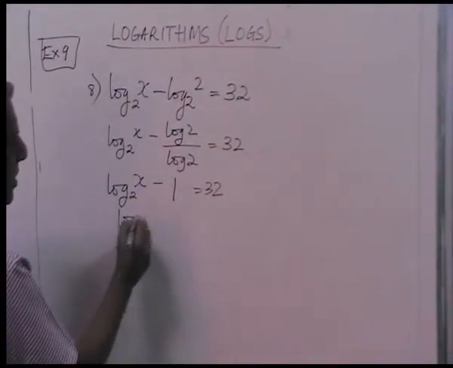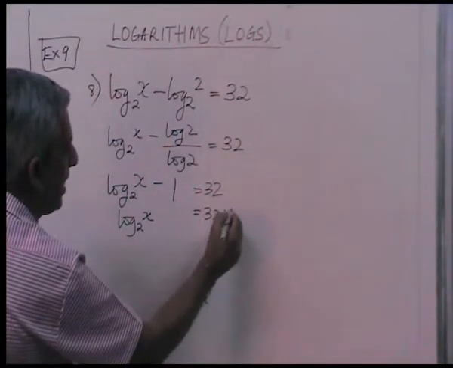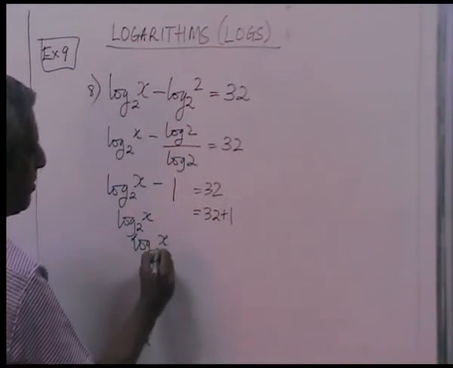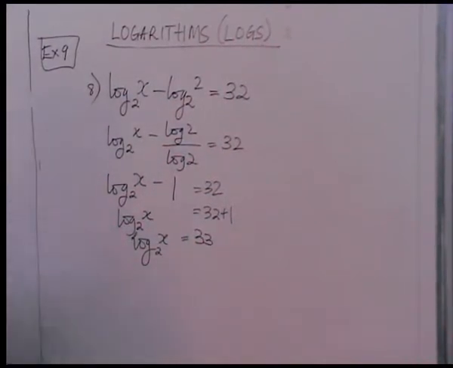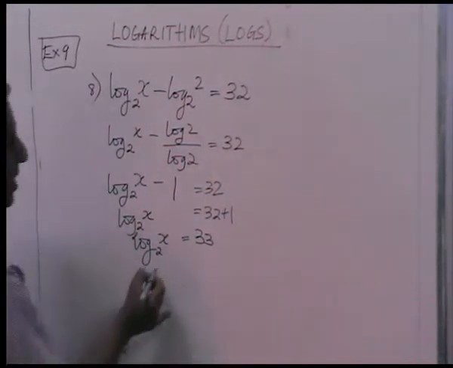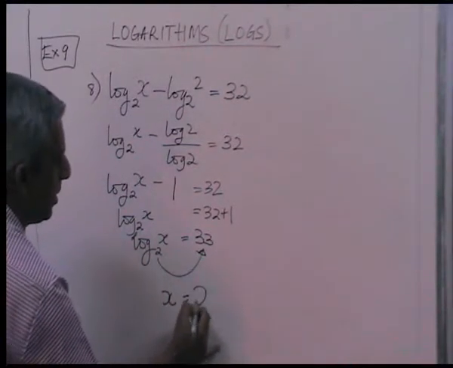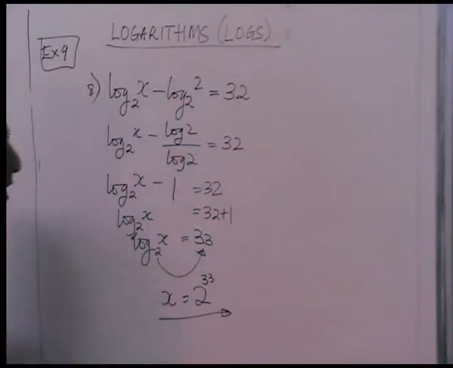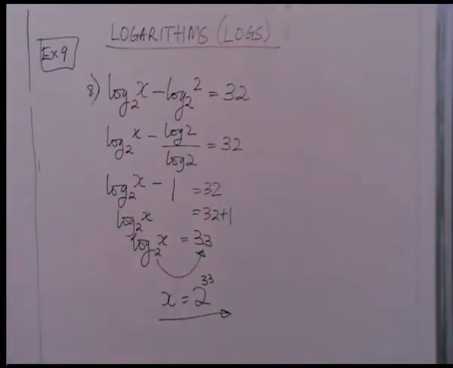So log of x to the base 2 is equal to 32 plus 1. Log of x to the base 2 is equal to 33. At this stage, I will change it to index form. So x is equal to 2 to the 33, and I can leave it like that in power form. So that was number 8, and the final answer is x is equal to 2 to the 33.